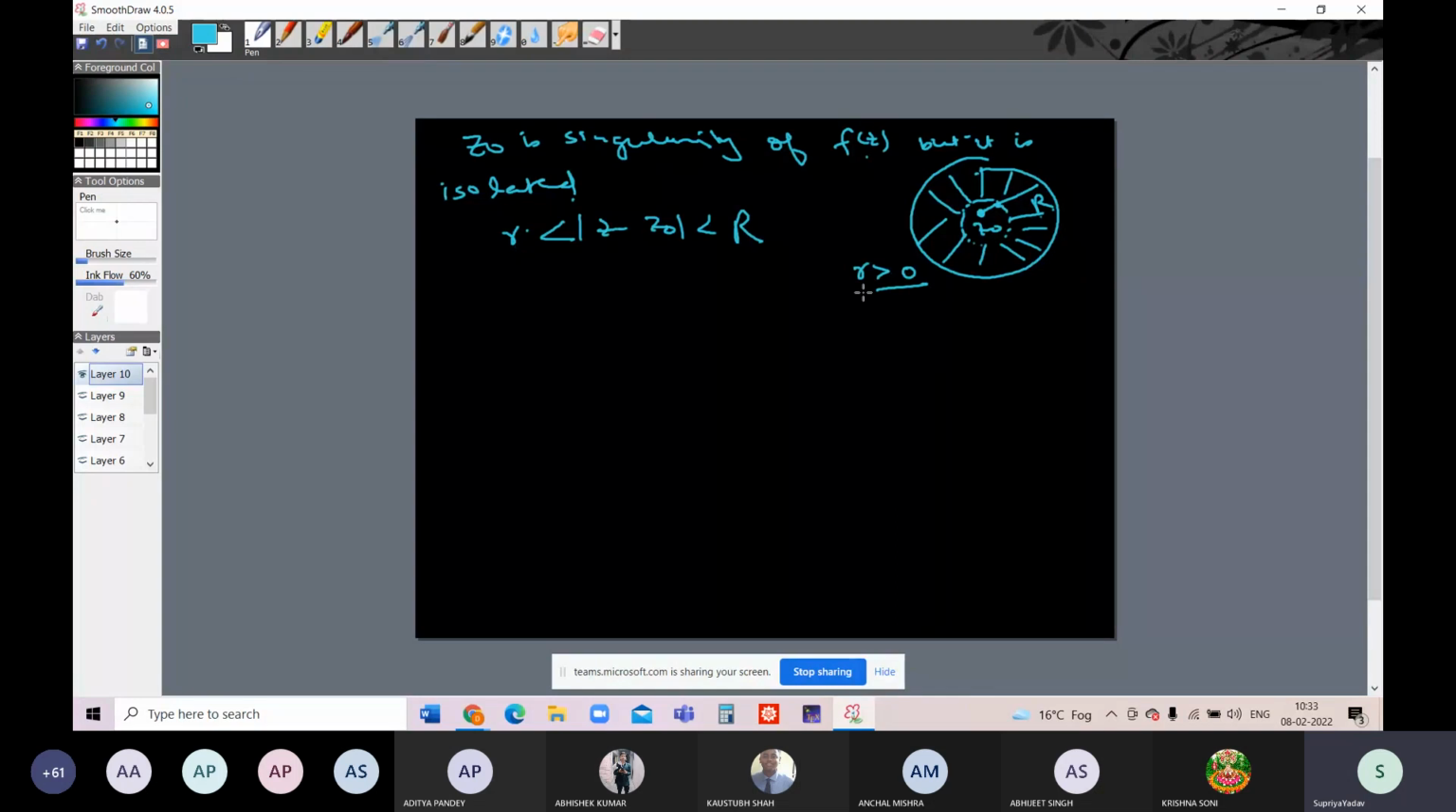This r is anything which is greater than 0. Okay. So the Laurent series will be f(z) = the sum from n = 0 to infinity of a_n (z minus z naught) to the power n, plus the sum from n = 1 to infinity, here I am writing b_n (z minus z naught) to the power minus n.